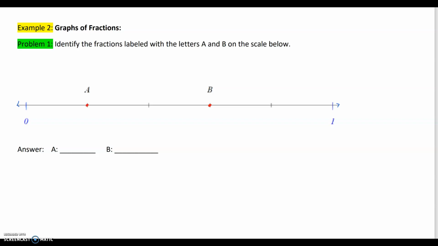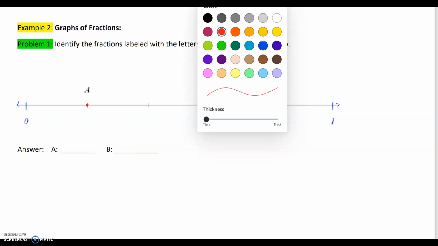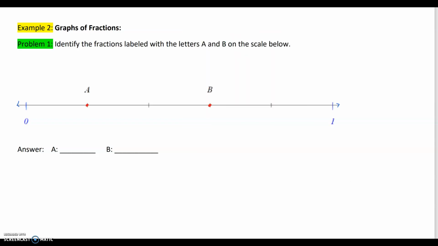Now, we have to count how many equal pieces they're actually giving us. So in this case, I see 1, 2, 3, 4, 5. So technically the value of 1 is expressed as 5 over 5. So therefore, the value of A is going to be 1/5. And then B is going to be 3/5. And let me just write it here as 1/5 and 3/5.